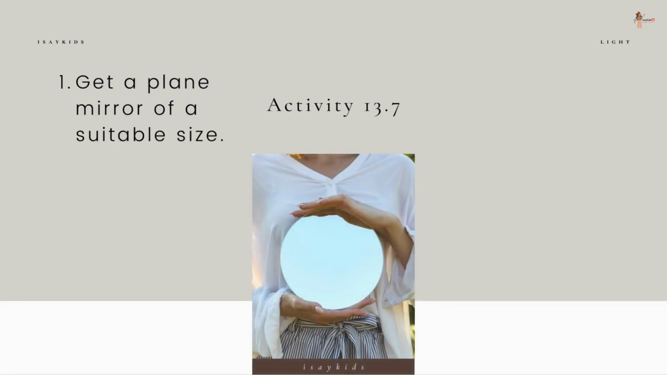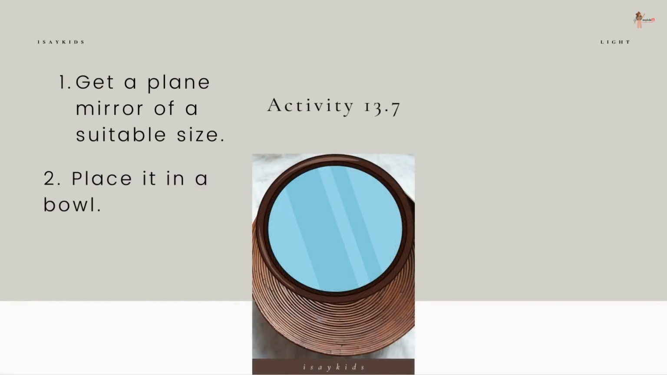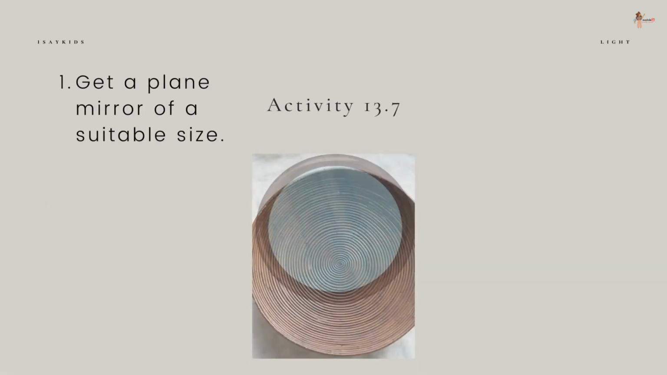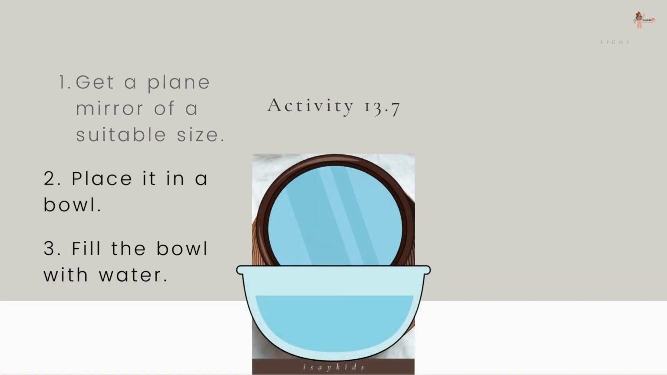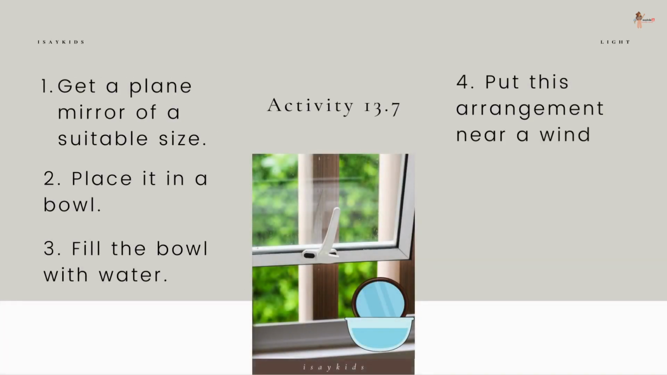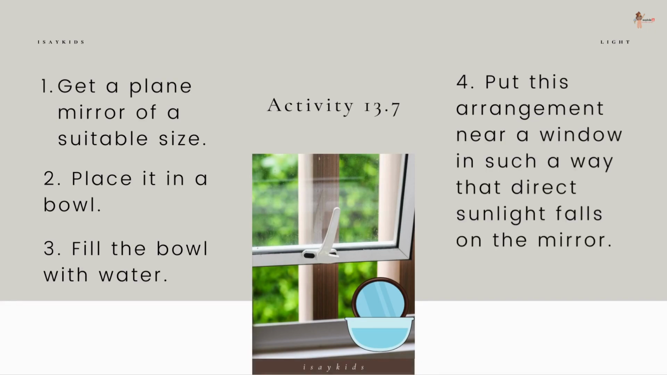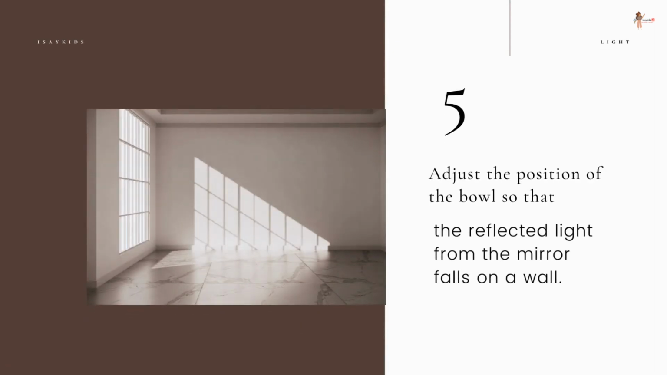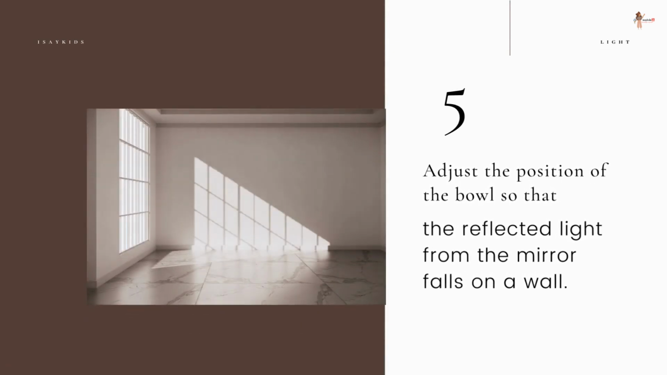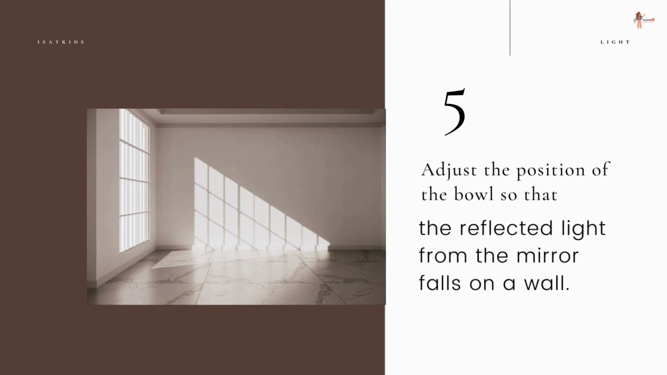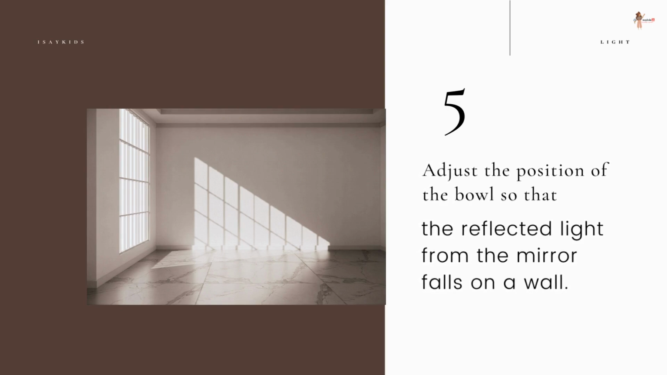Now get a plain mirror of a suitable size. Place it in a bowl as shown here. Fill the bowl with water. Put this arrangement near a window in such a way that direct sunlight falls on the mirror. Adjust the position of the bowl so that the reflected light from the mirror falls on a wall. If the wall is not white, fix a sheet of white paper on it.